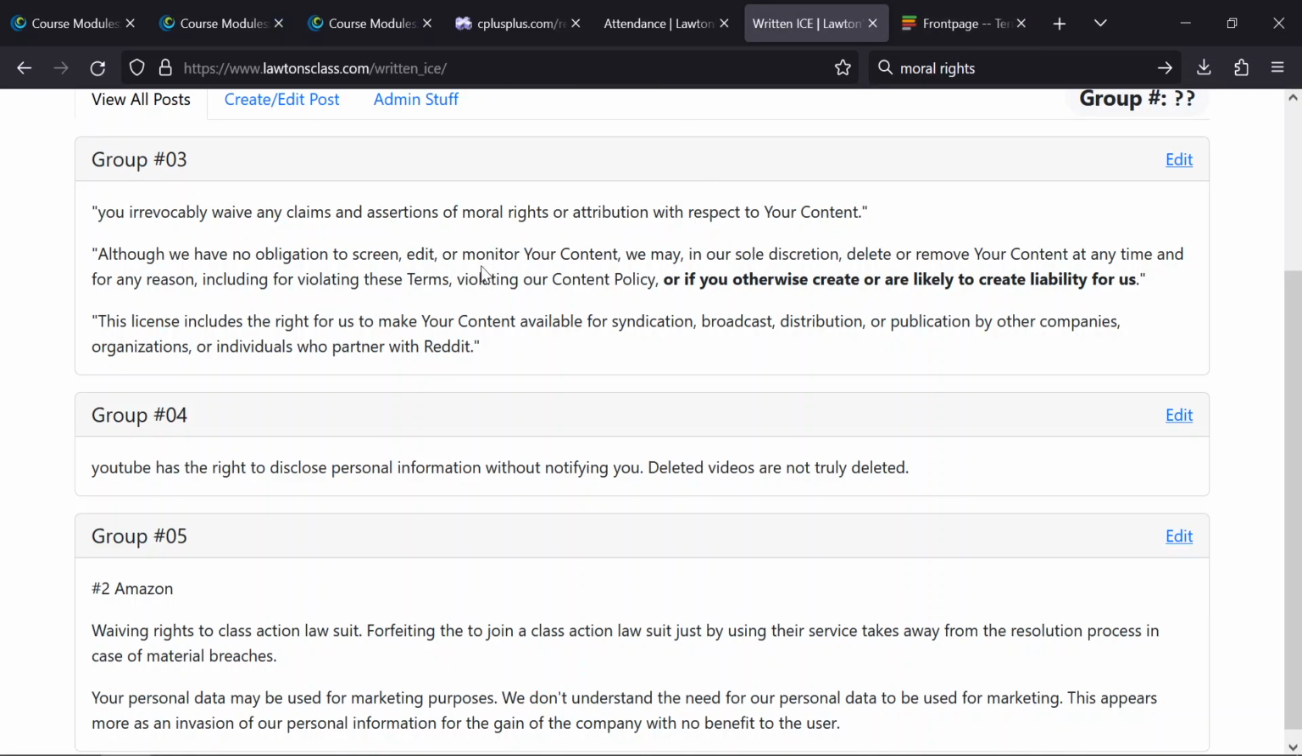Crazy. Although we have no obligation to screen, edit or monitor your content, we may, in our sole discretion, delete or remove your content at any time for any reason. So you thought you had free speech, but you kind of don't.